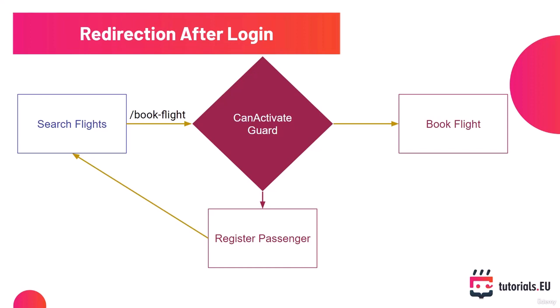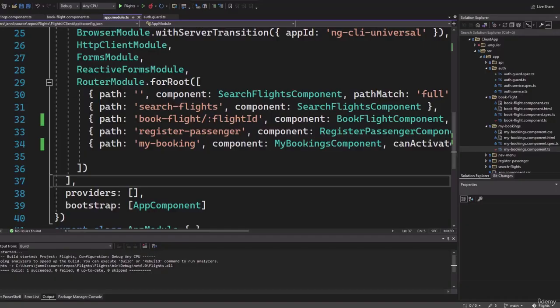It makes a way better experience for you if the application opens the requested page, which is the book flight component in this scenario, after logging in. So let's do it. Okay, so we should redirect the user back to the page he had requested before logging in. Let's pass the requested URL to the register passenger component so that the register passenger component can navigate to that page after login. That may sound complicated now, but it's really very easy.